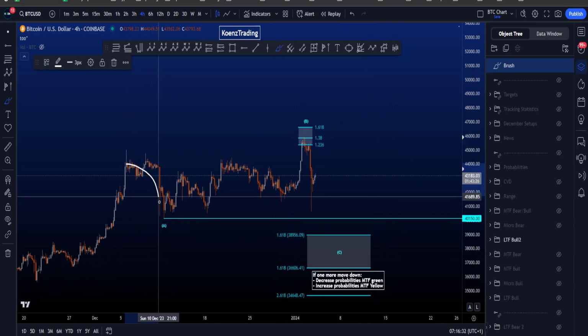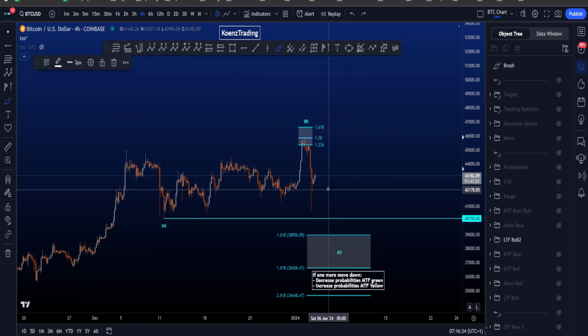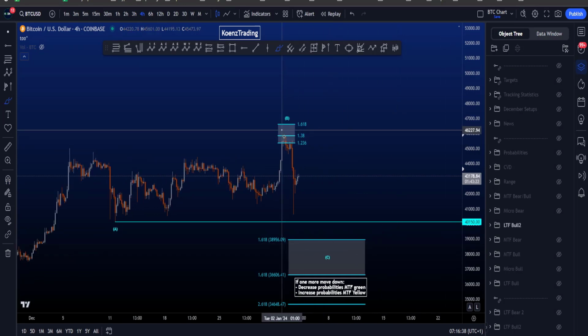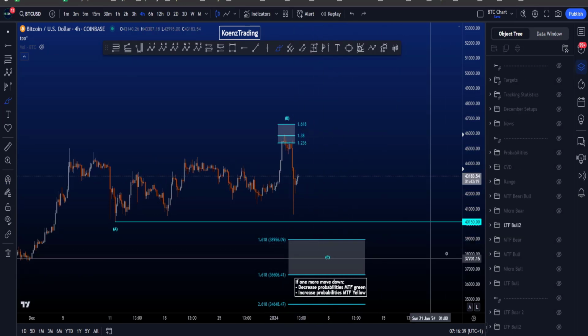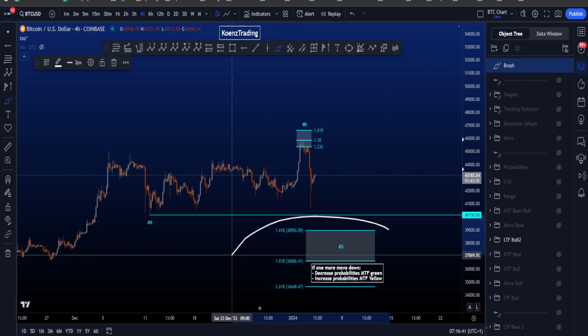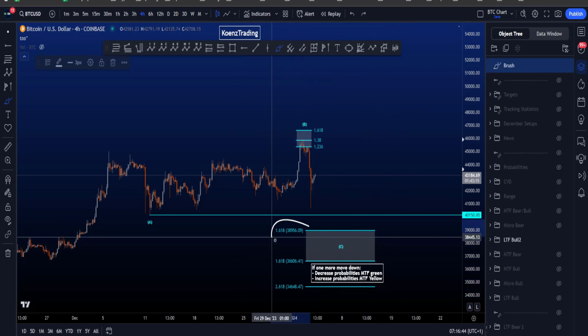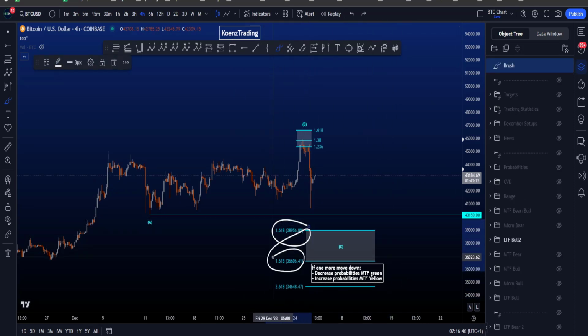in this flat here, where we then have an A, B, looking for C to the downside, which means we are looking for a 5-wave structure to the downside, where the most common target for wave C is between the 1.618 and the 1.618 over here.